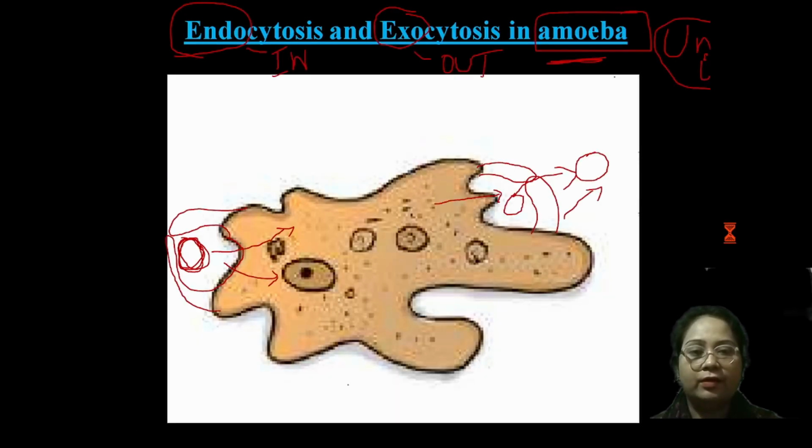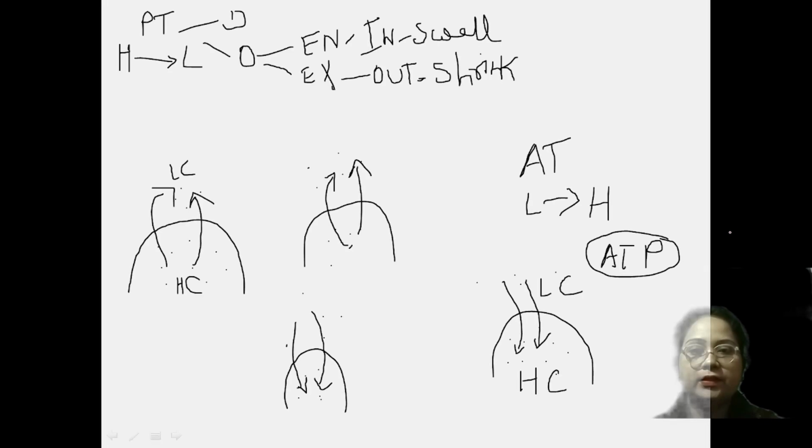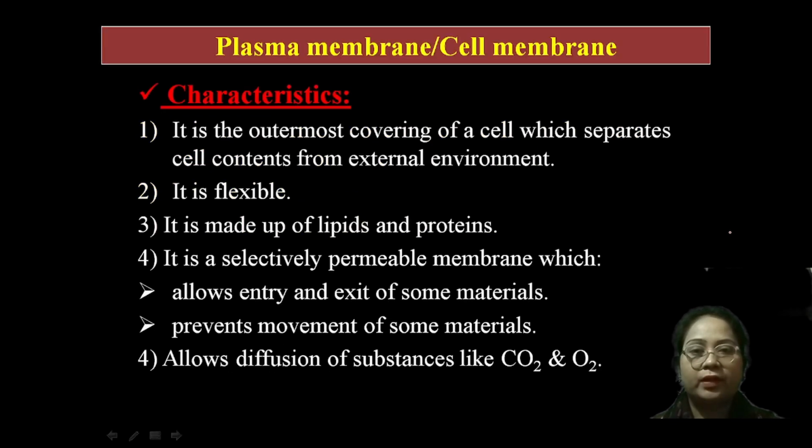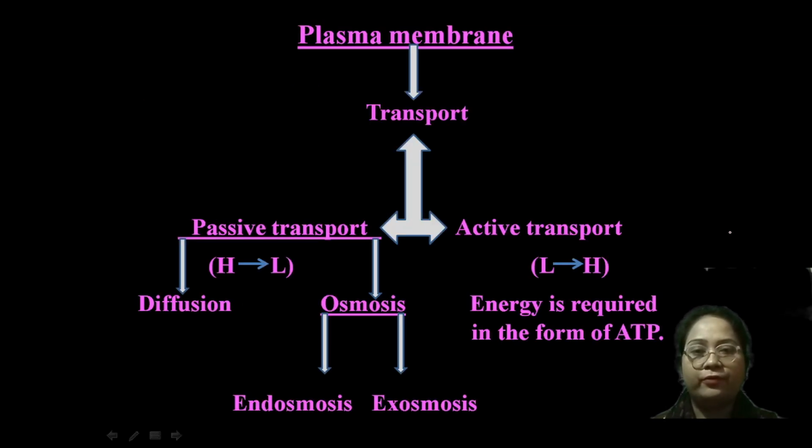Today we have studied about the cell wall along with its characteristics, what type of organisms consist of a cell wall, what type of organisms do not have a cell wall, and about the plasma membrane, what it is made up of, and what type of substances get diffused through the plasma membrane. Then what type of transport occurs through the plasma membrane.